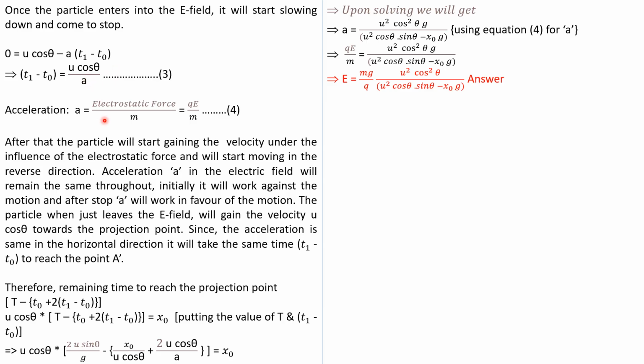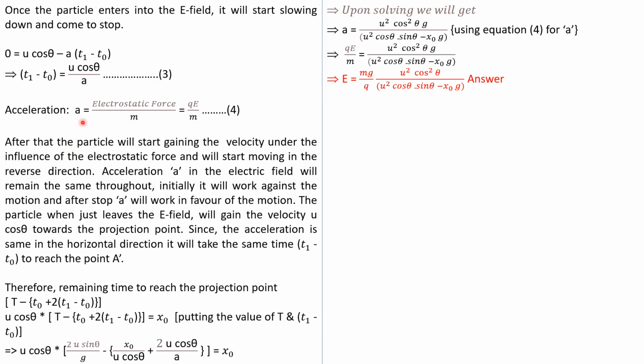T1 is the time from 0 to reach till B point. So therefore, between the A point and B point, the time spent was T1 minus T naught. You can refer to the diagram. So we will get T1 minus T naught as u cos theta by A. This will be your equation number 3.